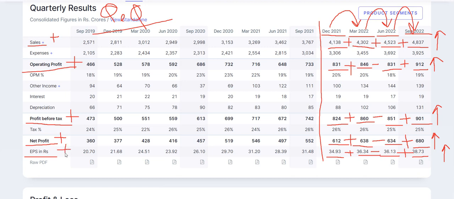So what we find? We find that sales is increasing, operating profit is increasing, profit before tax is increasing, net profit is increasing, EPS is increasing on every quarter basis, almost, leaving one quarter. So we'll consider this as a good result, not a bad result. Now we'll see the performance of the company on a year basis also.